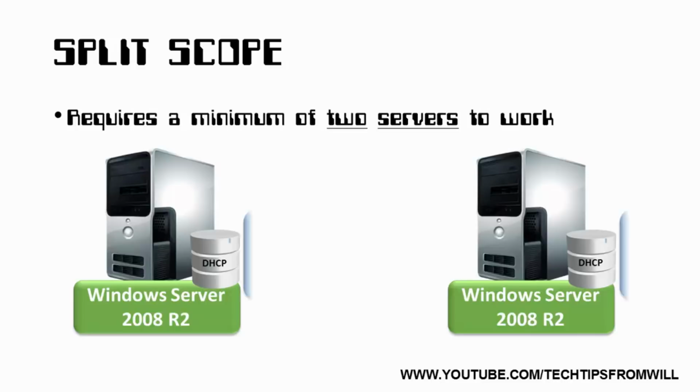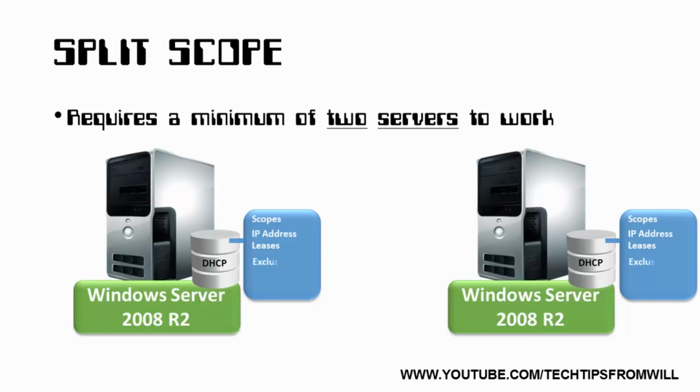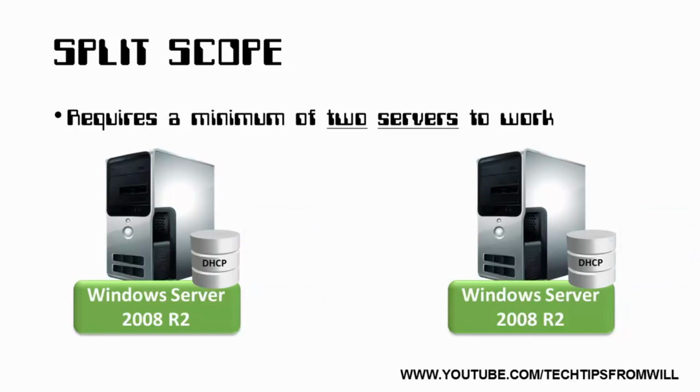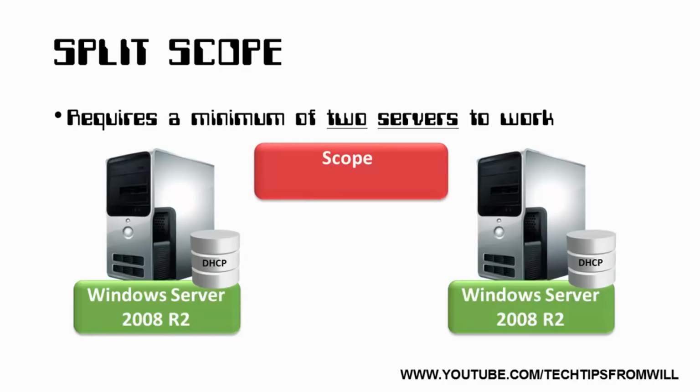This database stores all of the DHCP configuration data for that server, such as scopes, IP address leases, exclusions, reservations, and DHCP options. The problem, however, is that there was no way of getting these databases to communicate with one another. As such, both databases were completely unaware of the other's existence and believed that they were the only DHCP database on the network. Next, the administrator would have to create a DHCP scope.